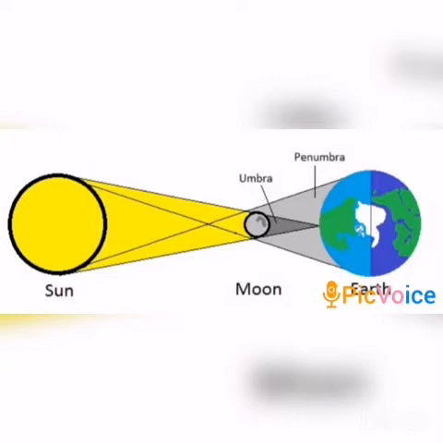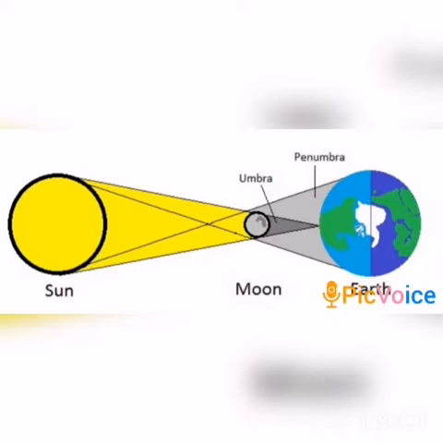We should never look at a solar eclipse directly as it can damage our eyes permanently. We should use special equipment to see a solar eclipse.